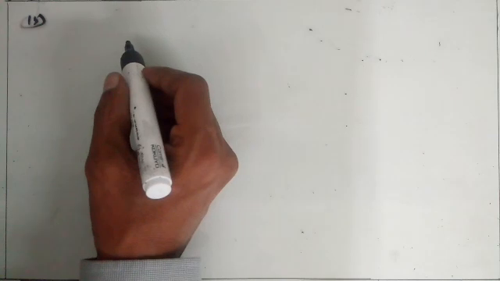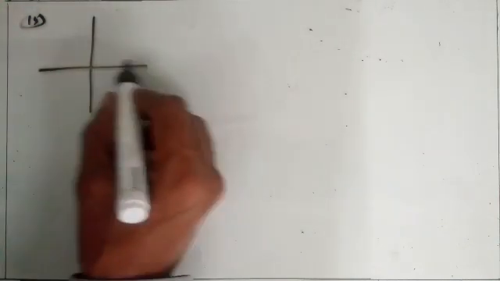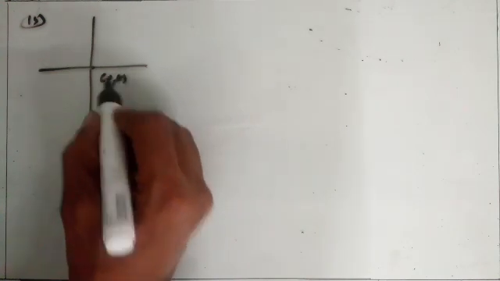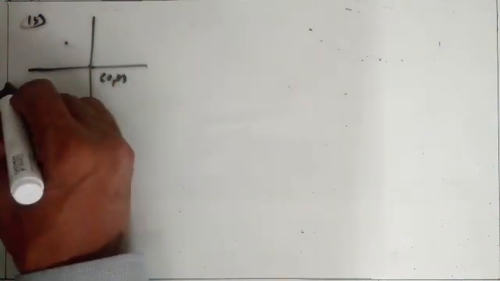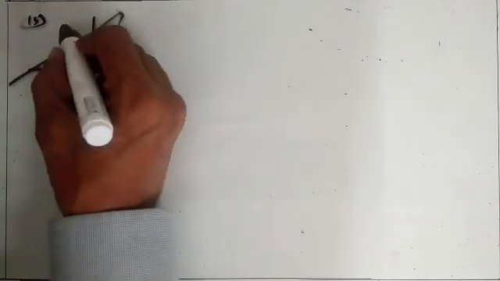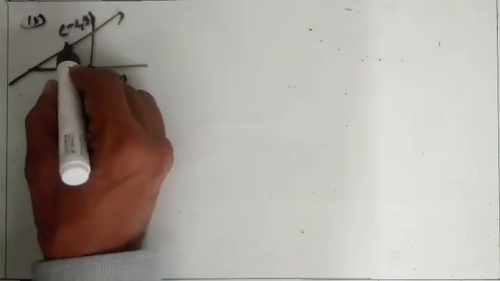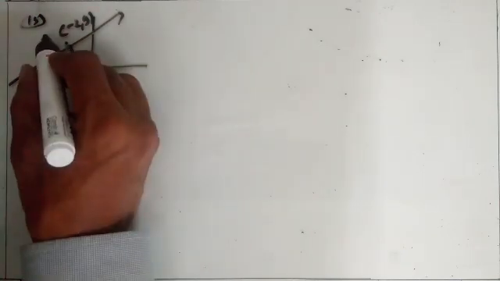Question number 15. The perpendicular from the origin to a line meets it at the point (minus 2, 9). Find the equation of the line. Here the perpendicular from the origin to the line meets it at the point (minus 2, 9). So this type of line we have, with points O and M.